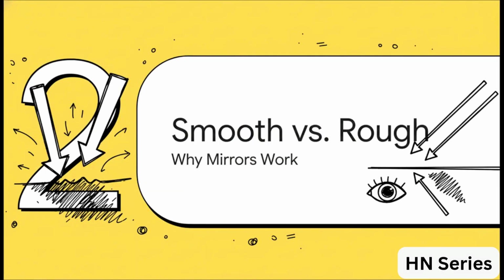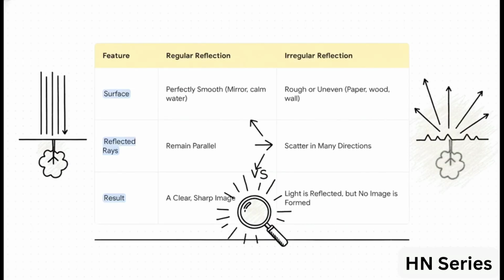Okay, but wait a second. That brings up a pretty obvious question, doesn't it? If that law is always true, why can I see my reflection so clearly in a mirror, but not in, say, this wooden desk? I mean, light is bouncing off the desk too, right? So what's the deal? And this is where it all clicks into place.